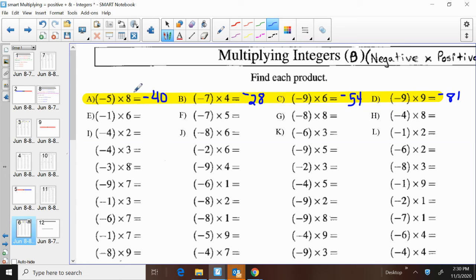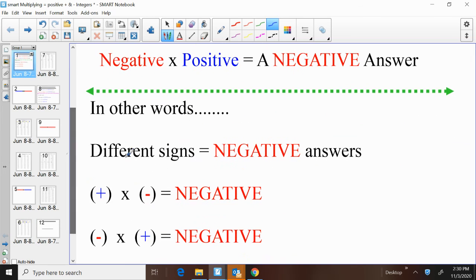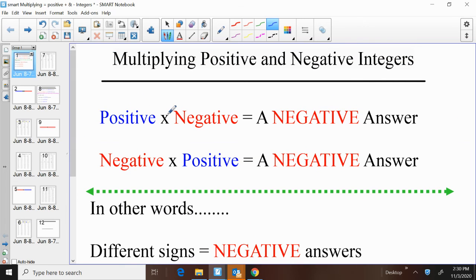So that's basically it for it. It's a very easy concept to understand as long as you remember: different signs equal negative answer. A positive times a negative gives you a negative answer. A negative times a positive gives you a negative answer. So hopefully that video was helpful and helpful for what you have to do today in class.